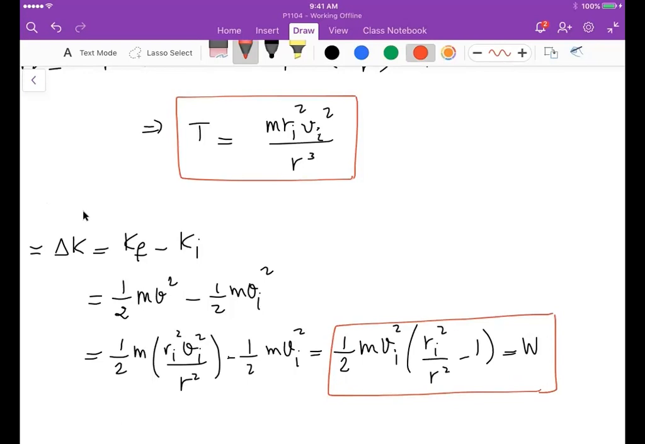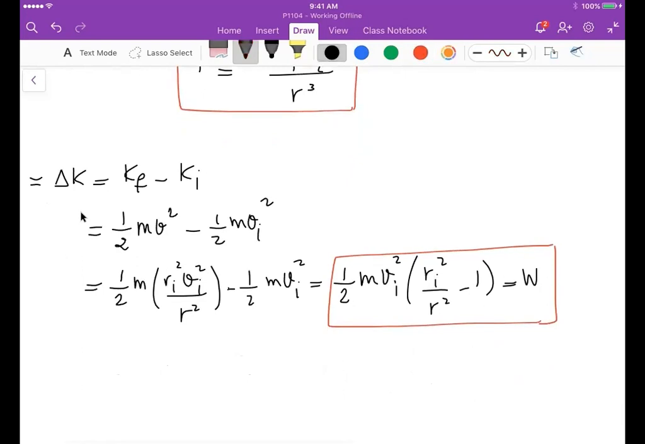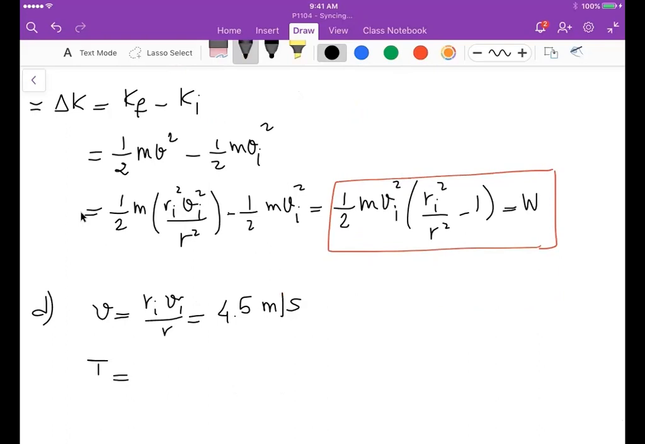And for the final question, we are requested to do the numerical application to get the values for V, T, and W. So finally, let's do it in part D. If we take the numerical values for R, M, Ri, and Vi, we end up with, first of all, V, which was Ri times Vi over R, equal to 4.5 meters per second. Then you end up with T given by 10.1 Newton, and you end up with W equals 0.45 Joule. And so this is it for the numerical applications, and this is it for this problem.